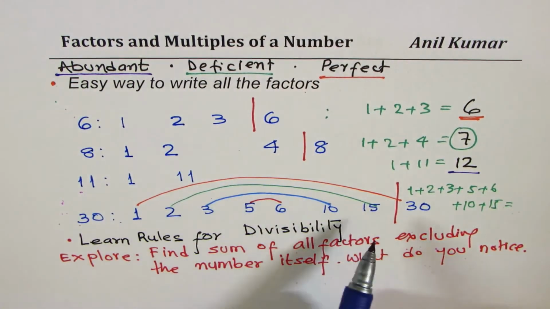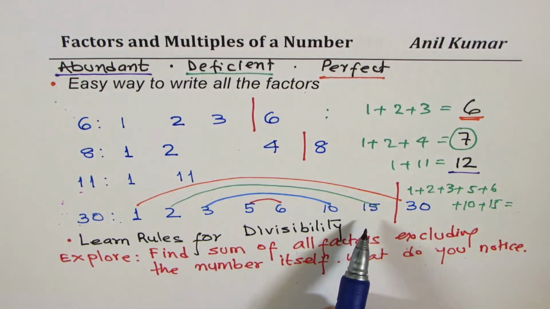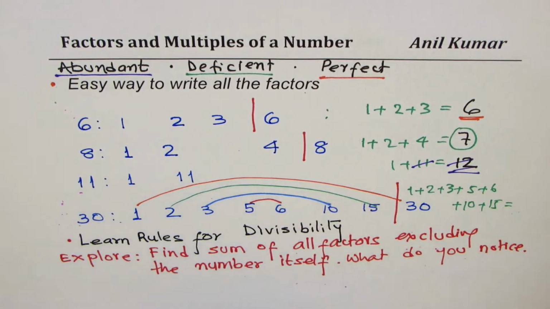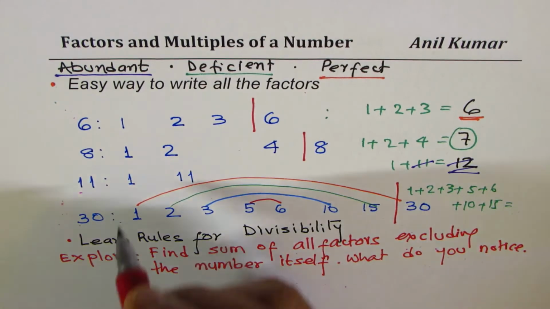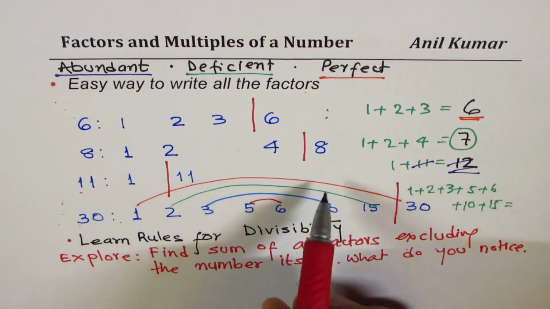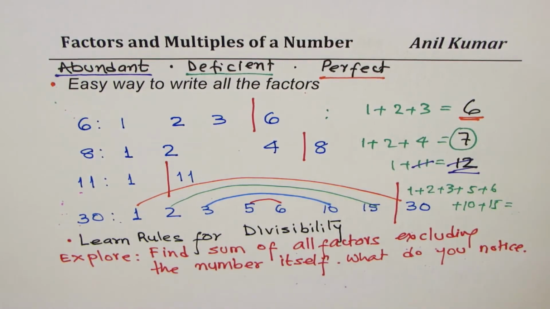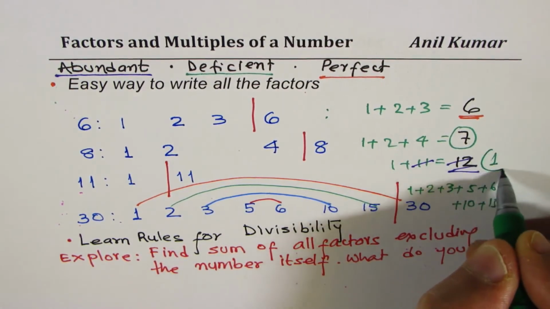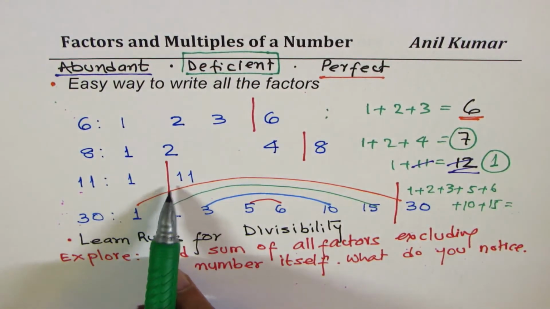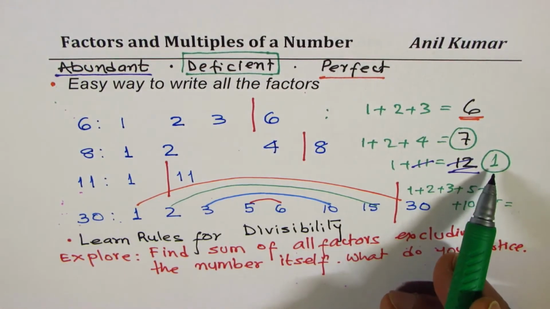So the number itself, okay, I shouldn't say that. I'm sorry. We do not have to add the number itself. So it is just 1, right? It is just 1. So this will be called deficient, right? So it will get into the category of deficient. So all prime numbers will land up in deficient, all prime numbers.